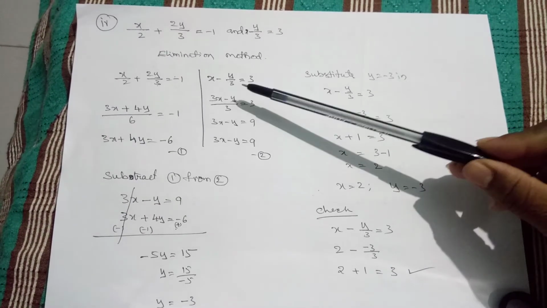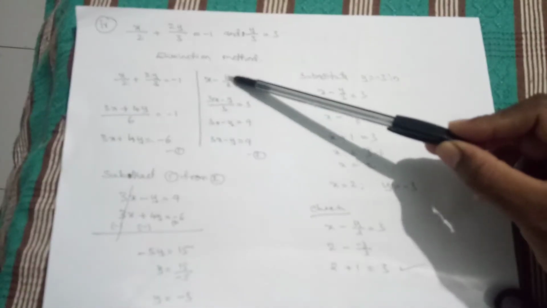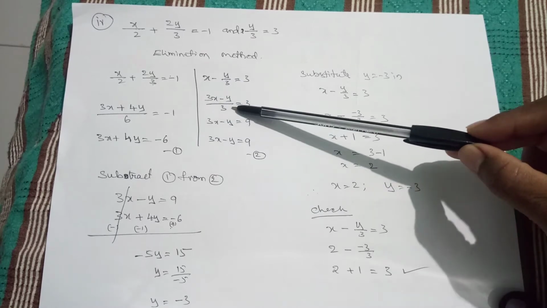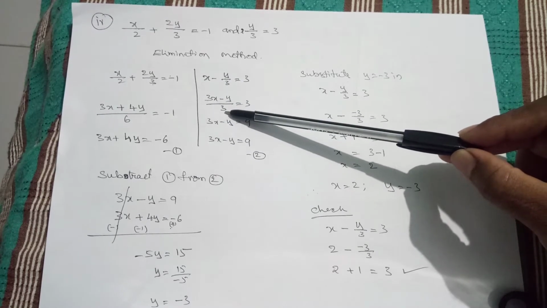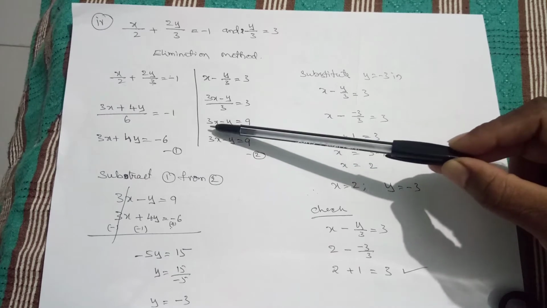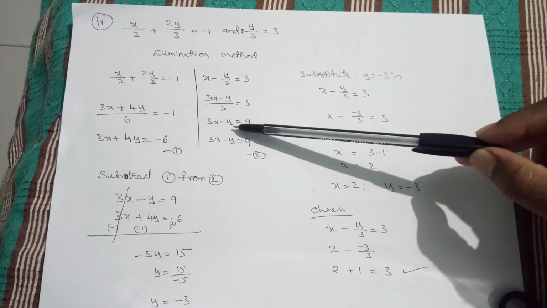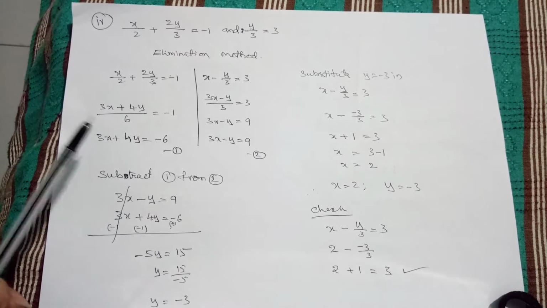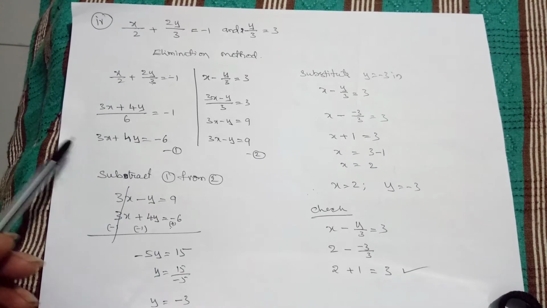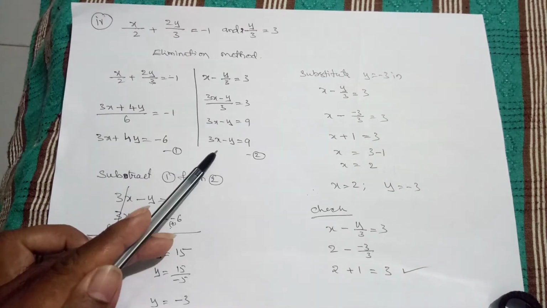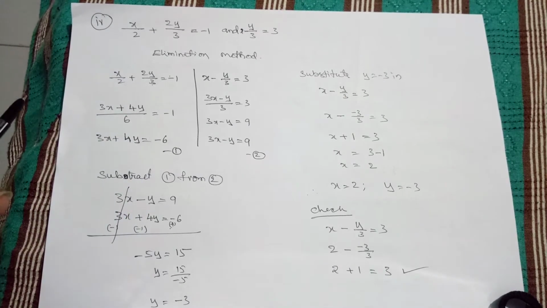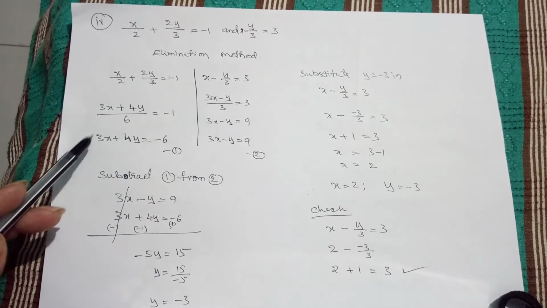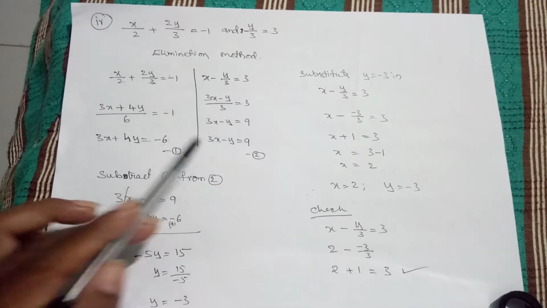Now the second one also: here x is there, here y by 3 is there. Multiply x with 3 and take the denominator 3 to this side, so this is 3x minus y is equal to 9. Now if you see both the equations carefully, we need not match anything, 3x is already matching the 3x, so both the symbols are the same, here plus and here plus.